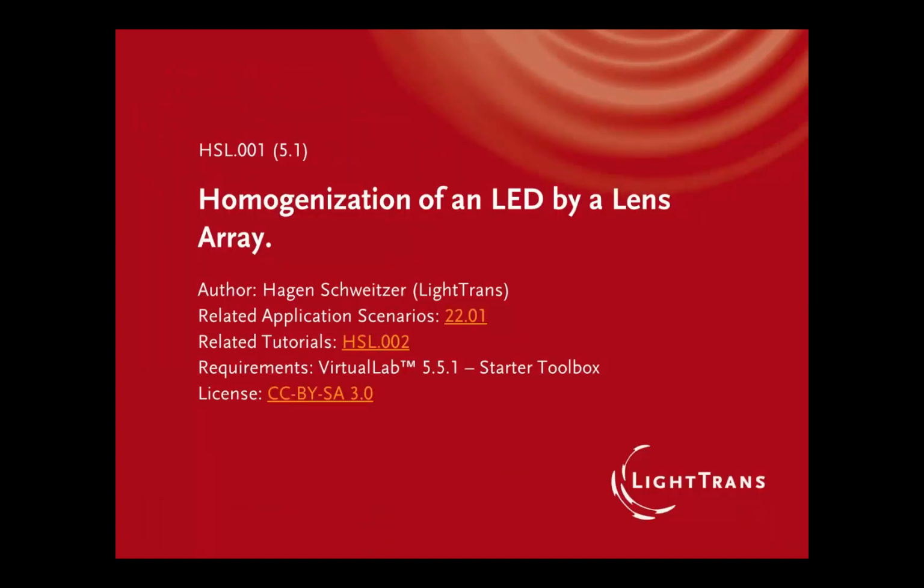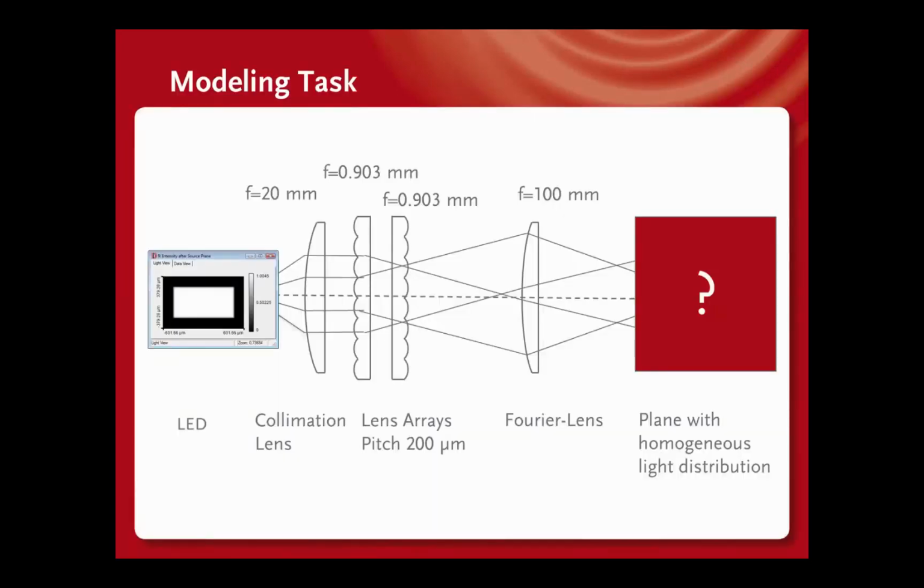So let's start with one example, and this is the simulation of a homogenization system with a lens array. Let's consider the following setup. It's a so-called imaging lens array homogenizer. That means we have a light source, an LED source, a collimation lens, and then typically two lens arrays. And behind the lens arrays is a Fourier or field lens.